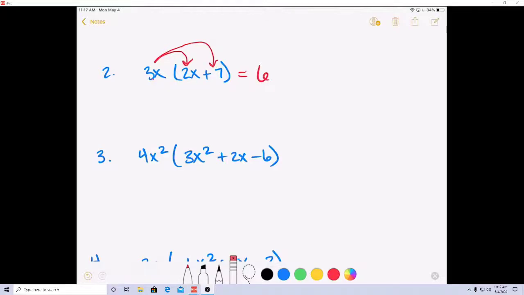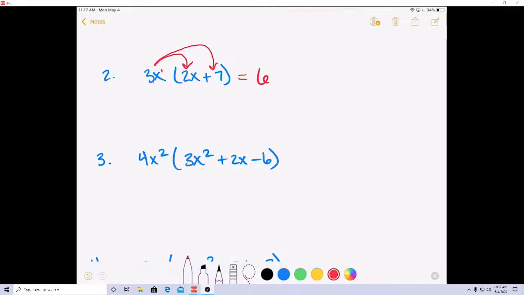Now I'm doing x times x. Well, the power on this x is 1. The power on this x is 1. When I multiply x times x, I add their powers. 1 plus 1 is 2, so that becomes an x squared. Okay? And then I go back and I take that 3x and I distribute it to the 7. So 7 times 3 is 21. And this time the x isn't multiplying by another variable, so he stays an x, so it becomes 21x.